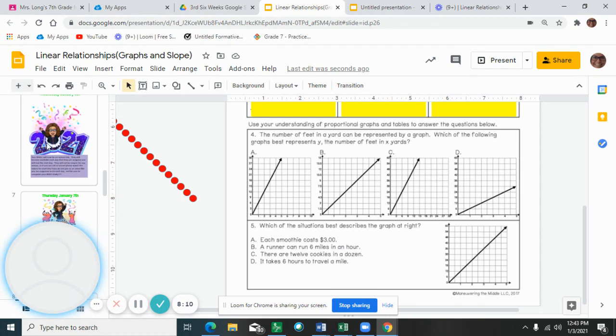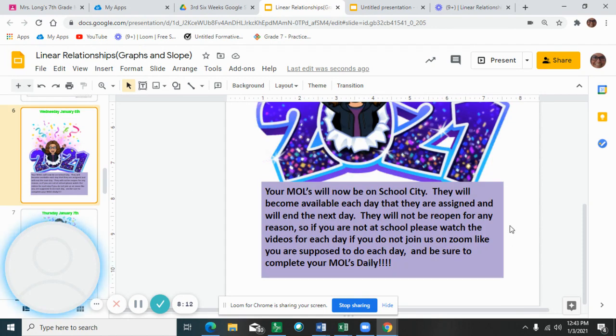And then, of course, you have your MOL. Your MOLs are now in School City. It just makes it a little bit easier for me because I can pull from other things. I'm not making all of them myself. But it also breaks it down and it lets me see a little bit easier data-wise, so I can see where we're still struggling. I don't have to break it down myself like I did with the Google form.